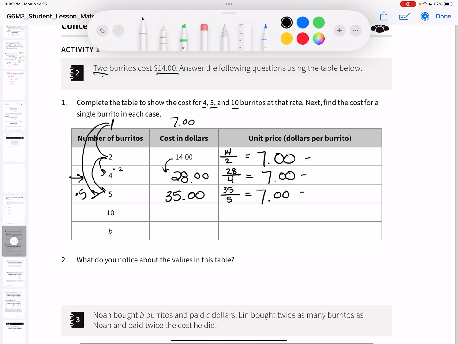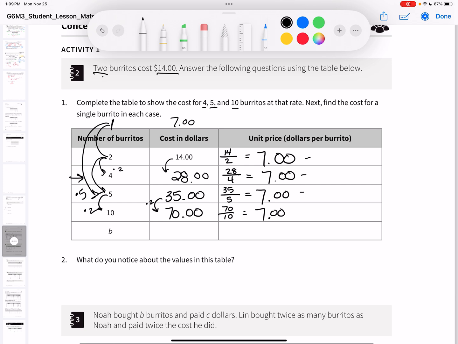Okay, so we could go from 5 to 10 by multiplying by 2. So 35 times 2 is $70. Well, is 70 divided by 10 7? Yes, it is.